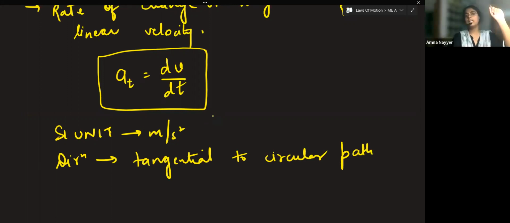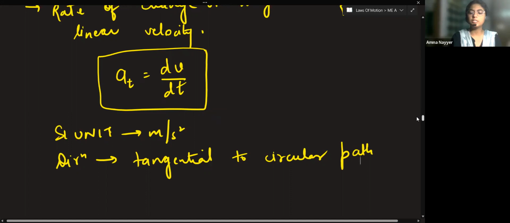Now see, the second one was centripetal acceleration. I have already written over there the direction as well as the formula for it. The formula is v square by r. Direction is along the radius and towards the center. Tangential acceleration's magnitude is dv over dt, rate of change of velocity, and direction will be tangential.